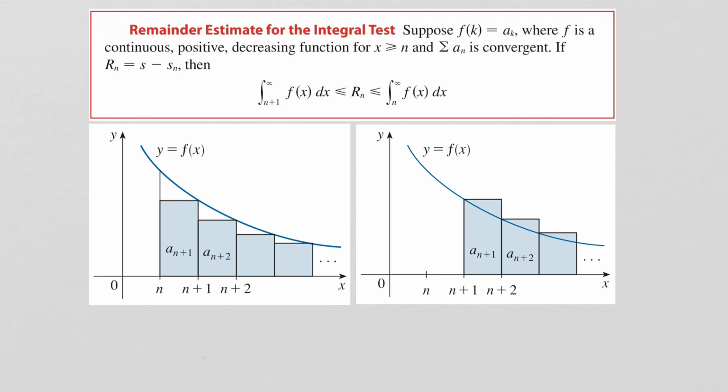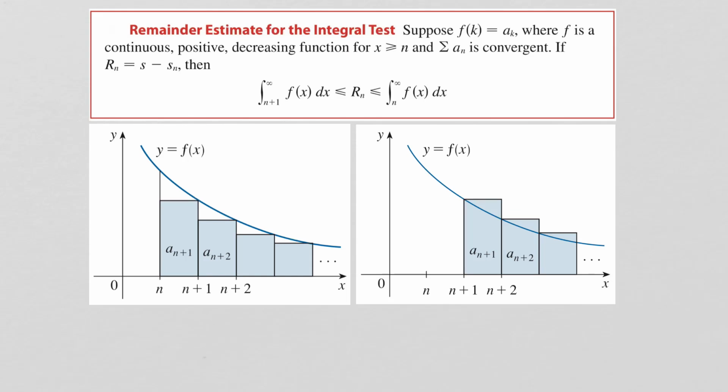Next, we have what is called the remainder estimate for the integral test. Suppose that f of k is equal to a_k, where f is a continuous positive decreasing function, and this is true for all x greater than or equal to n. And let's also suppose that the series summation of a_n is convergent. Now, if we define the remainder R_n to be S minus S_n, then we have that the remainder is always a number in between these two integrals.